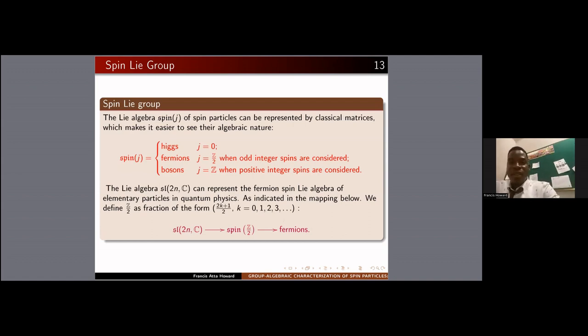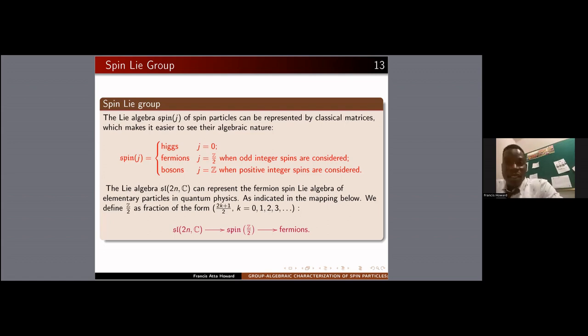In particles, we are aware that the Lie algebra, which I denote by spin J of the particle, can be identified or represented by classical matrices. So when I take the spin J for a particle which is a Higgs boson, I state that the quantum state of the particle J is zero, which is very true from experiment.